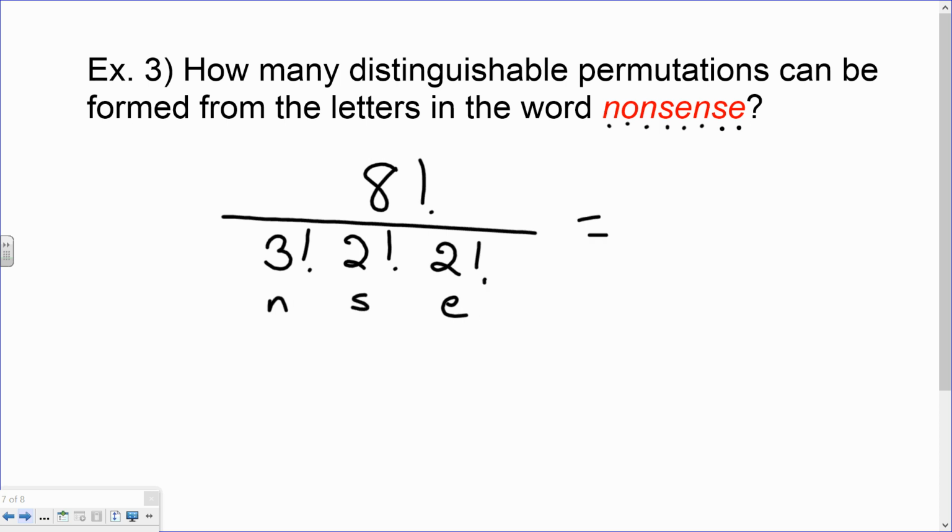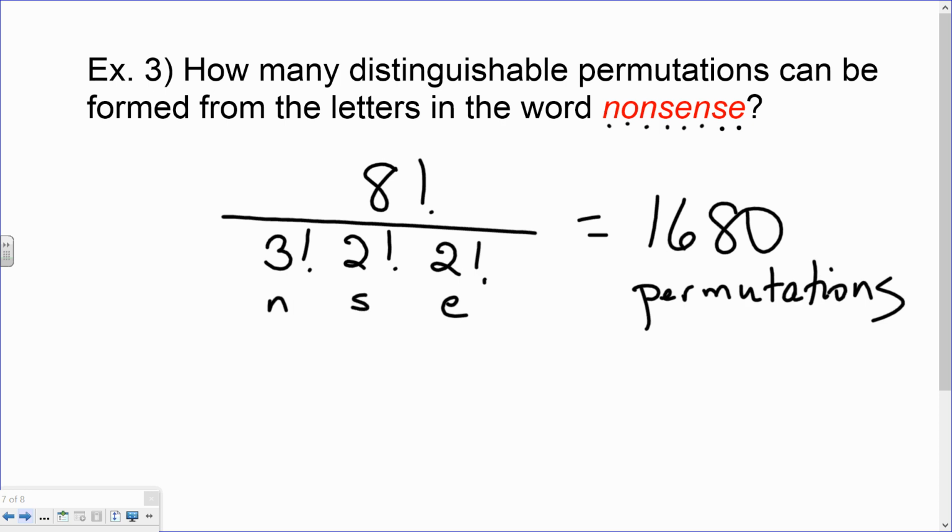So help me out with your calculators here. Have it already? 1,680. How many got 1,680? Gradually seeing some hands going up. Okay, and we need to label that. They asked for permutations, so that's how we'll label it. Is everybody comfortable with that?